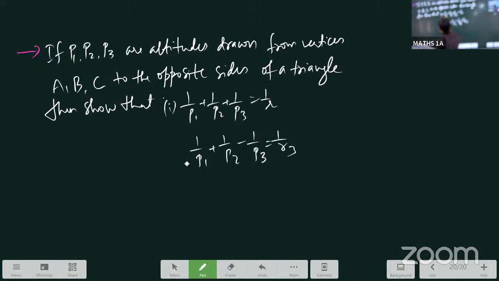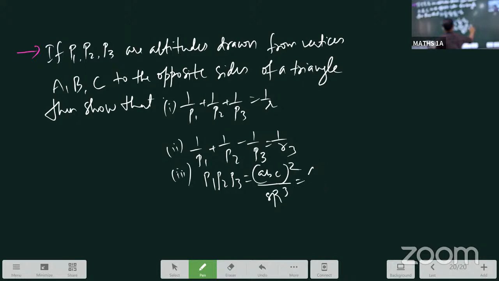First bit, second bit, third bit now: p1 p2 p3 = (abc)² / 8R³, that is 8 delta cube by abc. This is your most important sum. Right, let us finish off this.